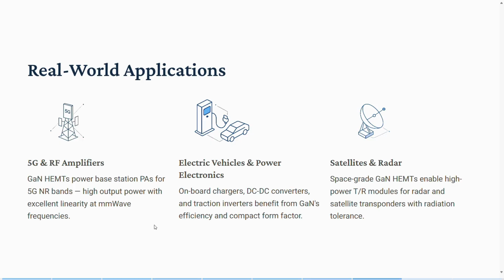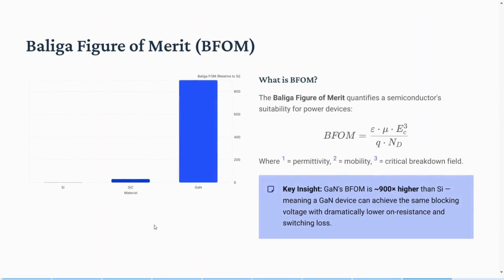Baliga figure of merit, BFOM. So what is this? It is a measure of how efficiently a material can handle power. It depends on breakdown voltage, electron mobility, dielectric constant. A higher value indicates better performance. GaN has a much higher Baliga FOM compared to silicon. This means lower conduction losses, higher efficiency, better performance in power devices.